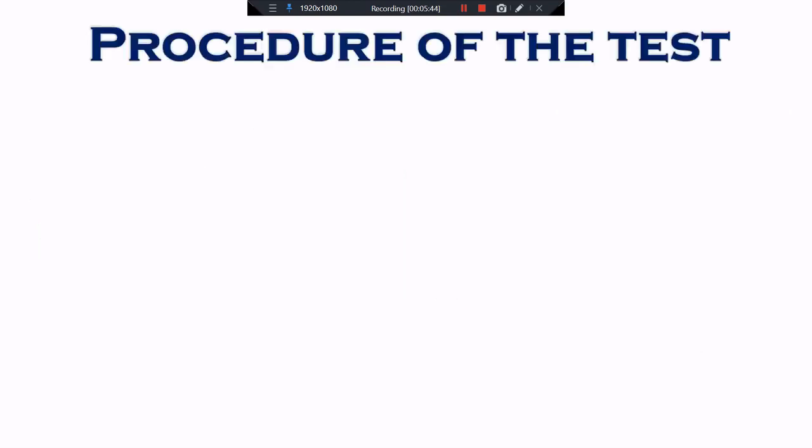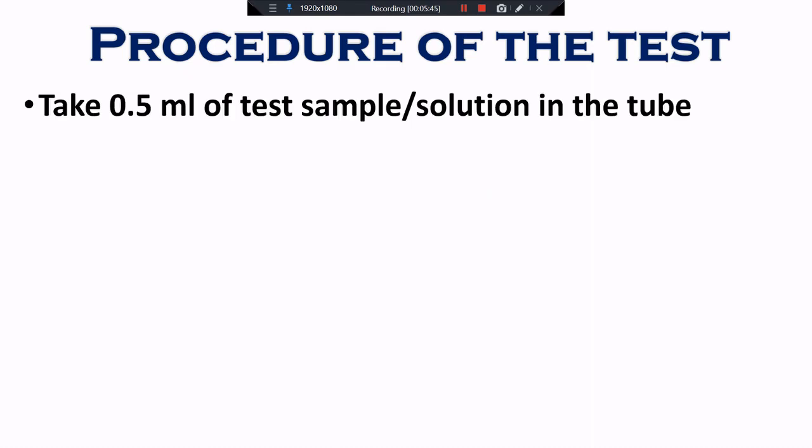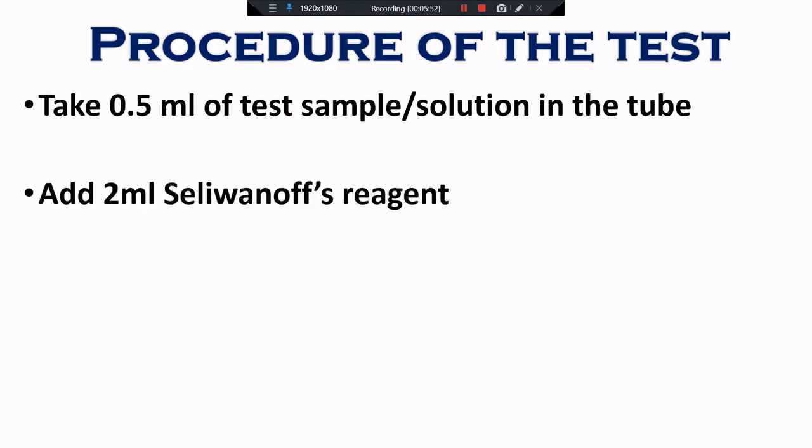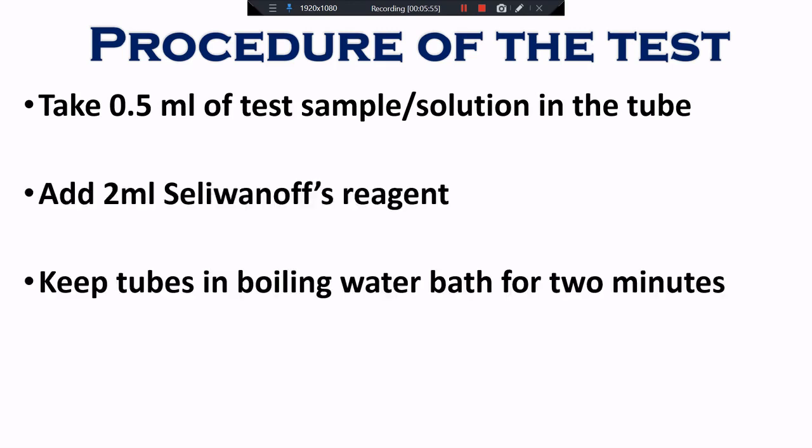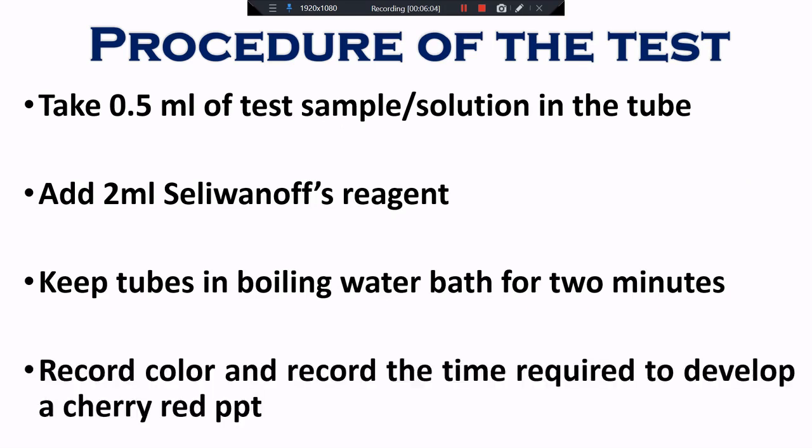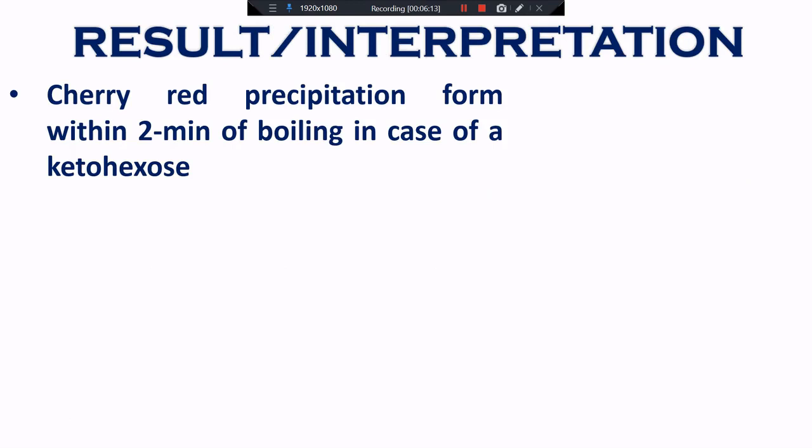The procedure of the test is as follows. We take a test tube and add 0.5 ml of the test sample. Then add 2 ml of Seliwanoff reagent and keep the tube in a boiling water bath for only 2 minutes. If you heat for more than 2 minutes, then aldoses also give a positive test. Record the color, whether cherry red or yellowish, and the time taken for the cherry red precipitate to develop. Cherry red precipitation forms within 2 minutes of boiling in the case of ketohexose, but if you heat for more than 2 minutes, it gives a yellowish color, which is for aldohexose, not for ketohexose.